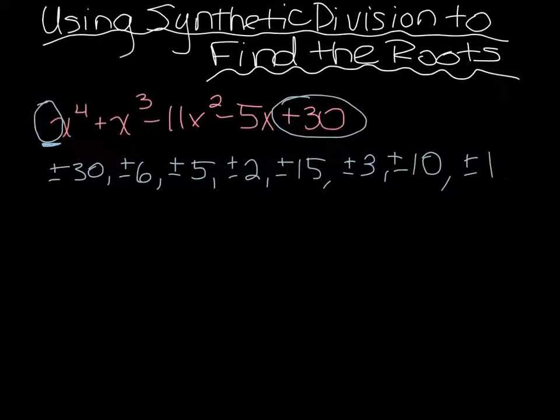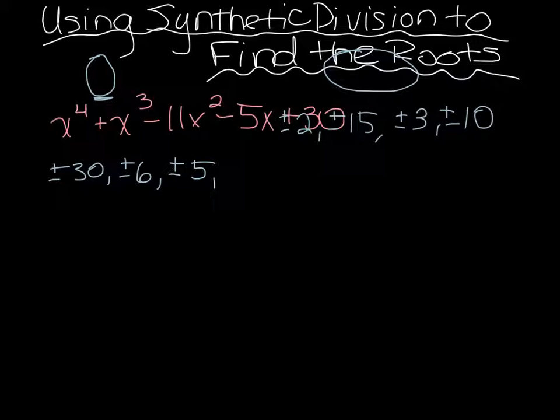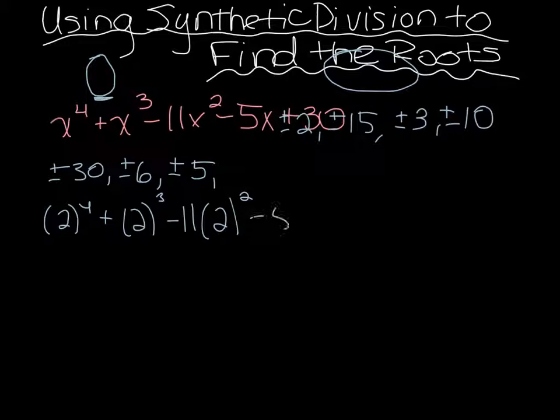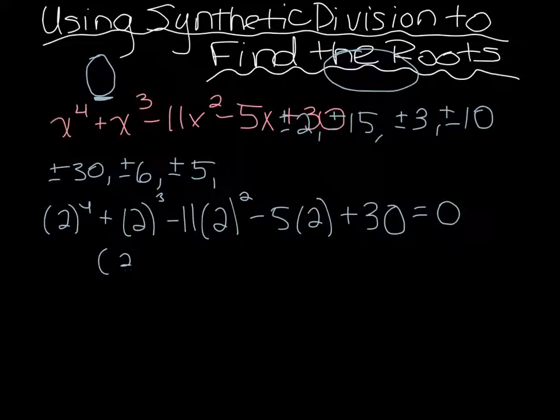Now I'm going to start with the smallest just to make it easier, and you take your calculator and plug in, let's say, positive 2 first. So you would do positive 2 to the 4th plus positive 2 to the 3rd minus 11 times 2 squared minus 5 times 2 plus 30. When you do this, you get 0, which means the coordinates of that point are (2, 0), which means that this is a root. This is a 0 of our polynomial.